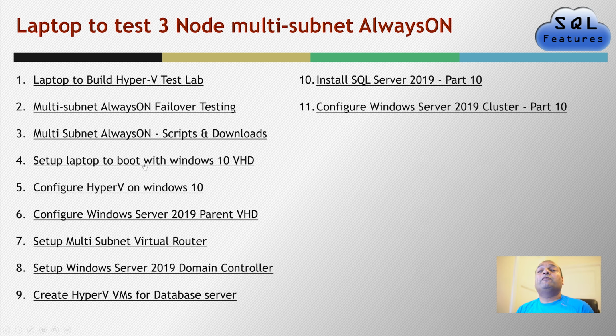And after that, we configured a Hyper-V, and then we configured a parent virtual hard disk with Windows Server 2019, which we'll be using to create all the next VMs so that our VM sizes are very small, so we can somehow squeeze into 128 GB of space to do all these VMs, 6 VMs in particular.